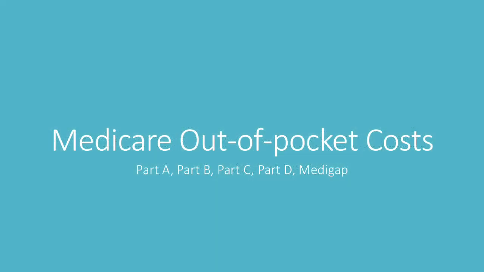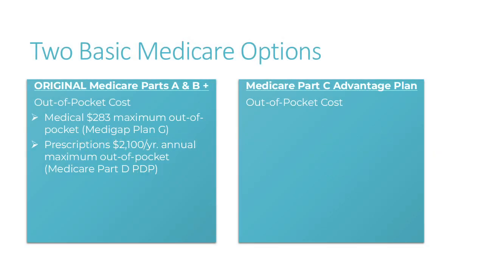Now, let's look at the out-of-pocket costs associated with both Medicare options. Under Option 1, Original Medicare Part A and Part B, Plus. For Medicare-approved services. In 2026, your total out-of-pocket costs is $283, using a Medicare Supplement or Medigap, Plan G. After the $283 annual deductible, all medical costs are covered 100%.